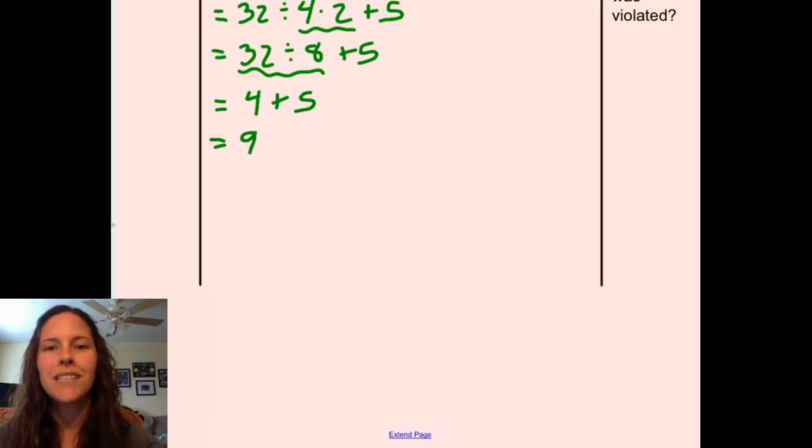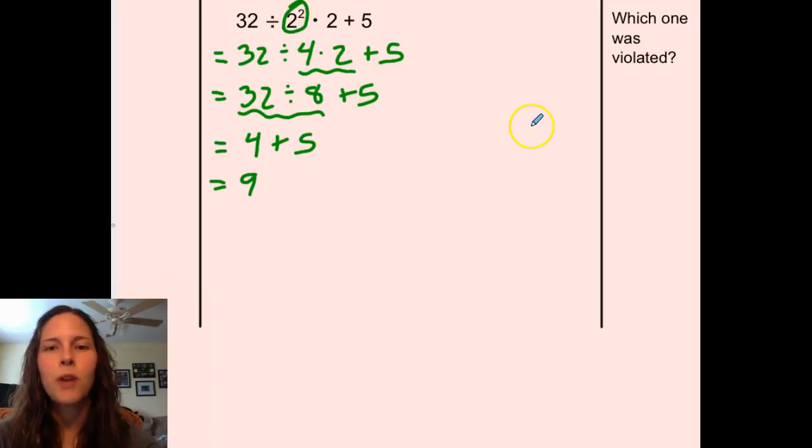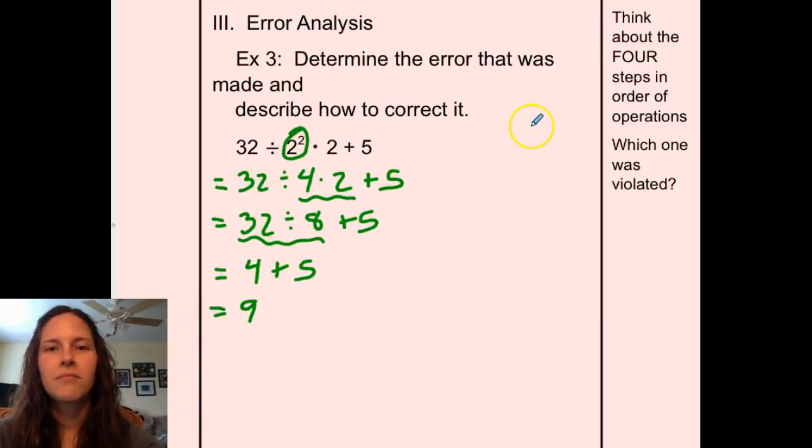Again, I made a mistake on this problem somewhere. Make sure you look carefully through the problem. Think about the 4 steps of order of operations and which one was violated. This will be our U-Try question to start our time together.